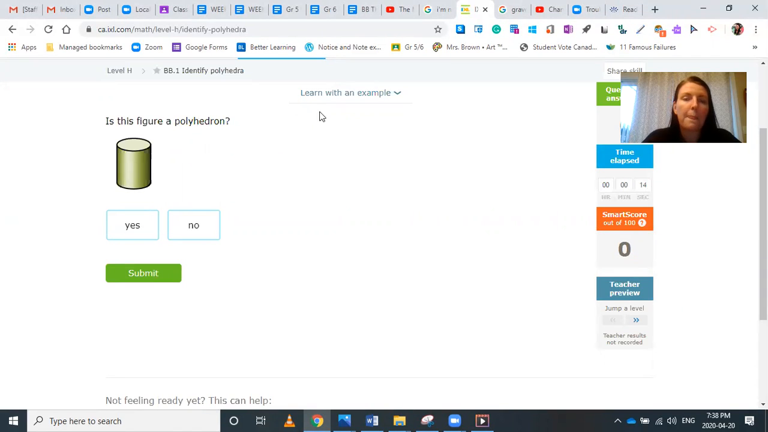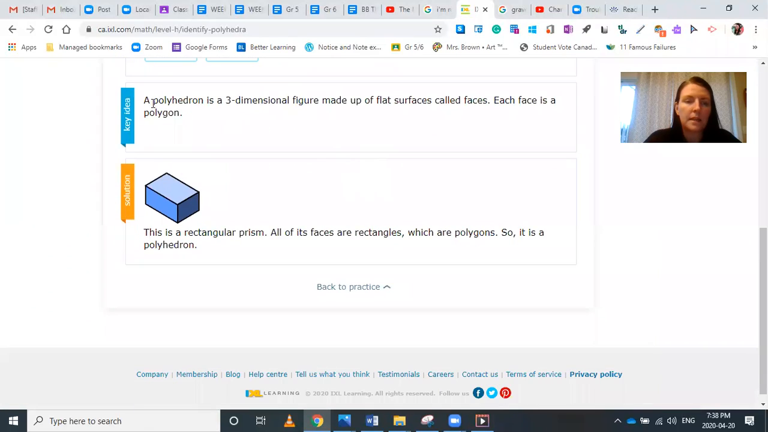All right, so those that are ready to go ahead, you can. Make sure all of your AA are up to 100 first. Okay, let's look at this one. Level H, we're looking at BB1, identify polyhedra. All right, so what is a polyhedron? Let's look at the key idea, and this is also in your notes that I've put onto your work outline in week 5. A polyhedron, now there's some information here that you need to remember.